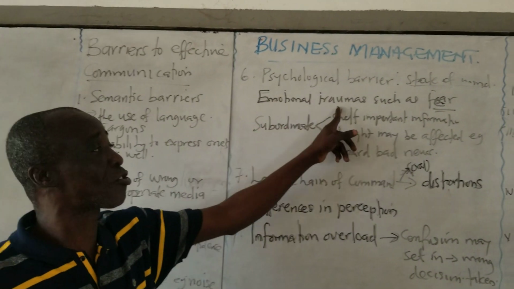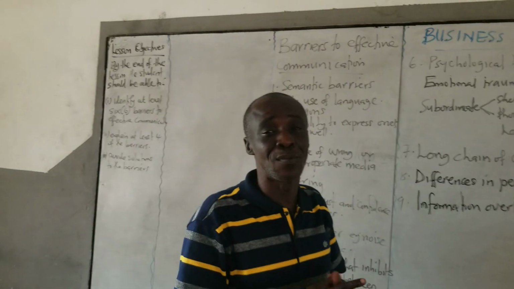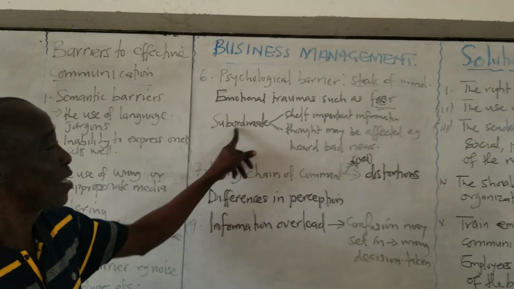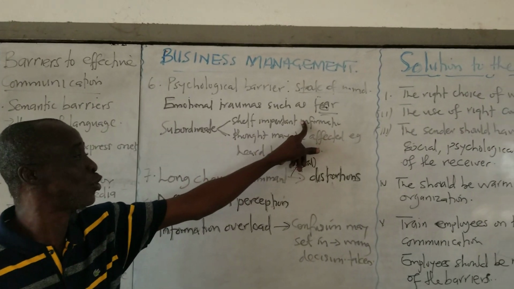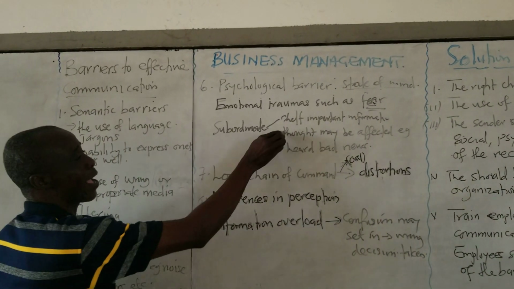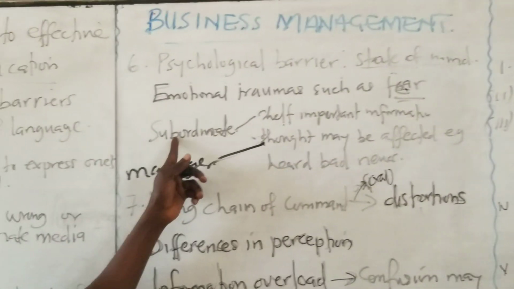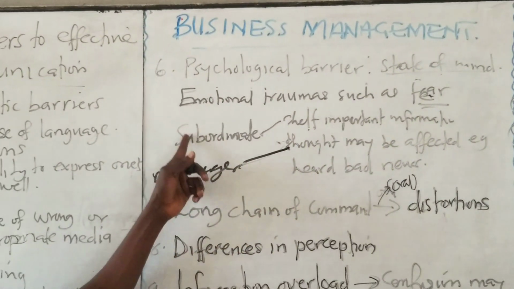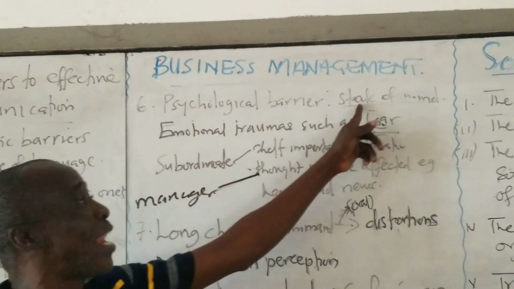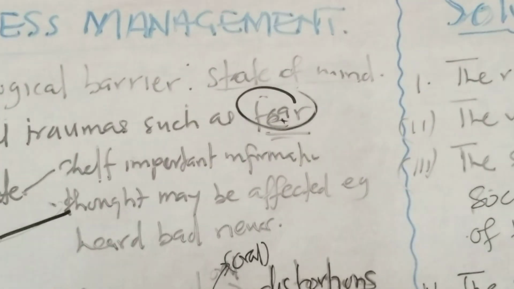And I said emotional trauma such as fear. Fear. If a subordinate fears a manager, he might not be able to give him or her the information that the manager requires. A subordinate might not share important information. What I'm saying is that we are looking at psychological barriers. Then we say fear can be a psychological barrier. We are looking at the state of your mind at a certain point in time. If the subordinate is afraid of the manager, he can share.